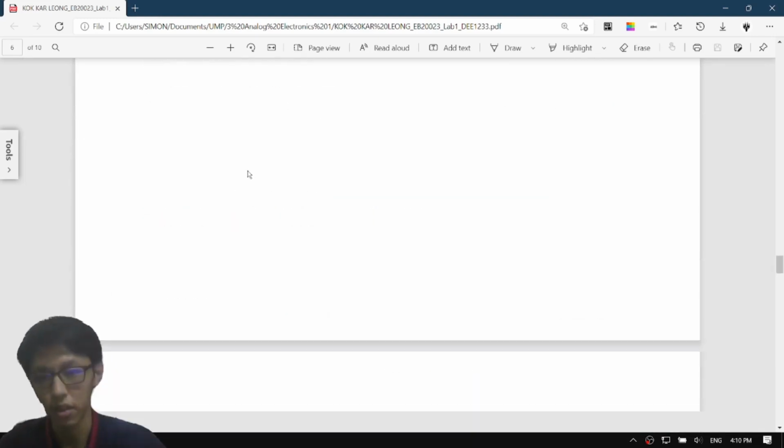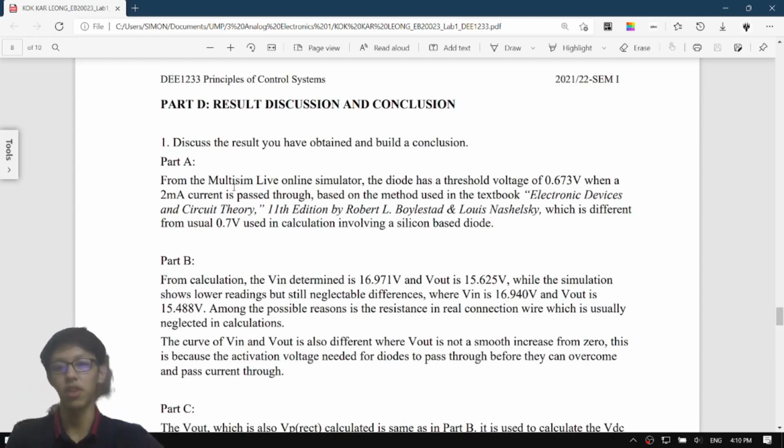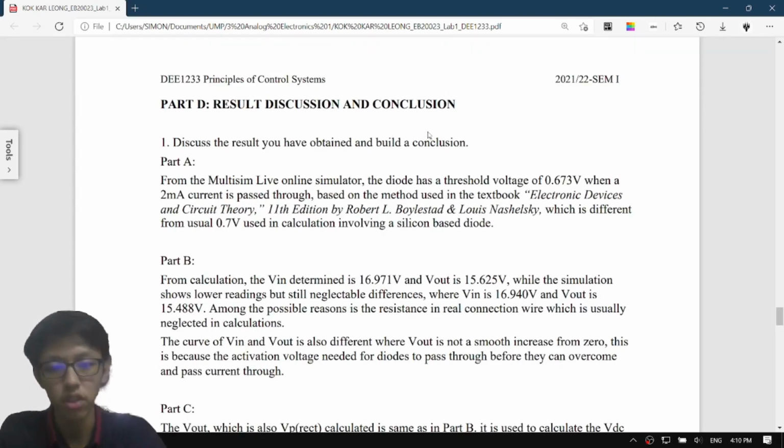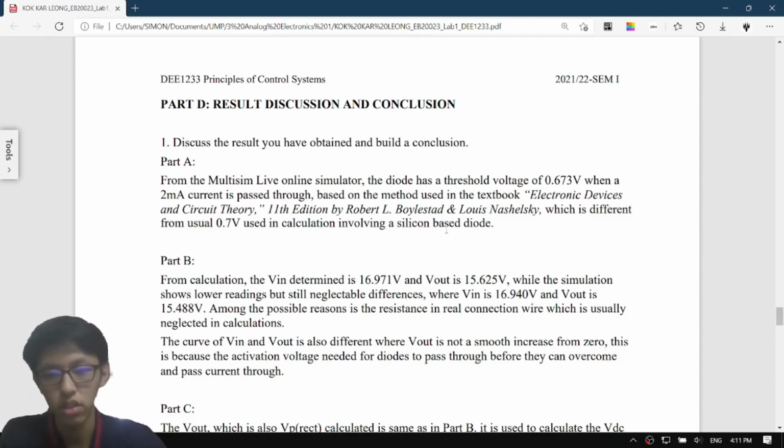So next is the discussion. For part A, from the Multisim Live online simulator, the diode has a threshold voltage of 0.637 when a 2 milliampere current is passed through. Based on the method used in the textbook, Electronic Devices and Circuit Theory, this is different from the usual 0.7 volt used in calculations involving a silicon-based diode.